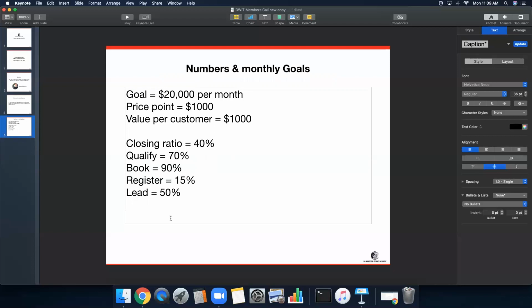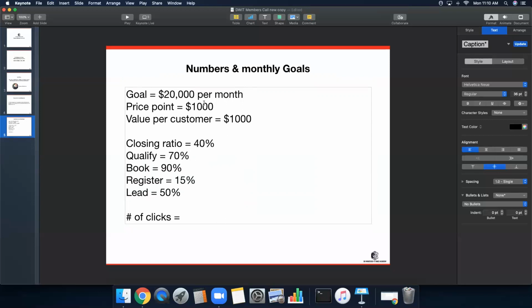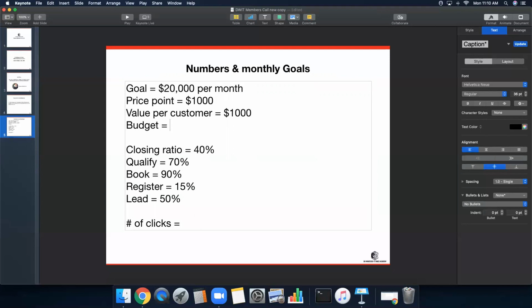Okay, so now we have the closing ratio, the qualifying ratio, the booking ratio, the registration ratio, and the lead conversion ratio. Now we're going to go through and get our cost per click. I'm sorry, our number of clicks. If we're looking at, actually this is going to be budget. Boom. There we go. So how much are we going to use for this? And this should actually be up here. Goal, price per month, value per customer, and budget. So let's say that the budget that you have is also $1,000.